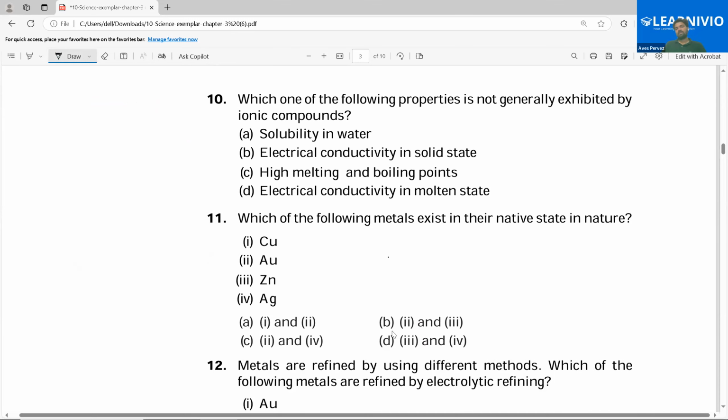Tell me, which of the following metals exists in the native state? So, C. C. Yeah, second.